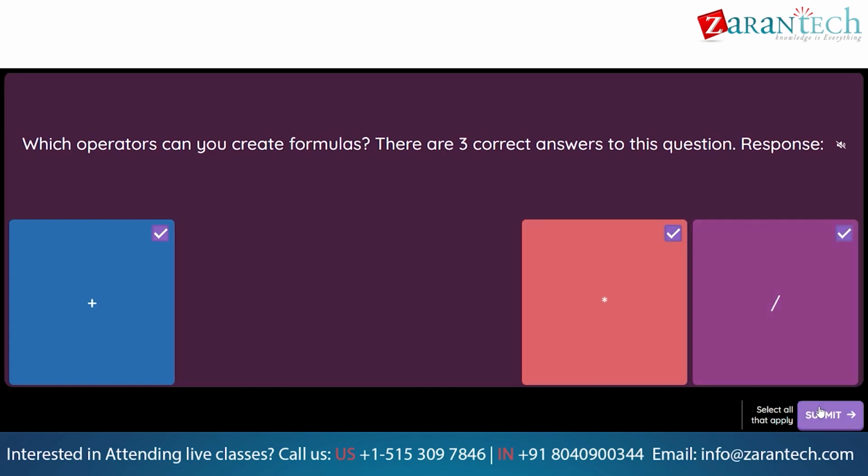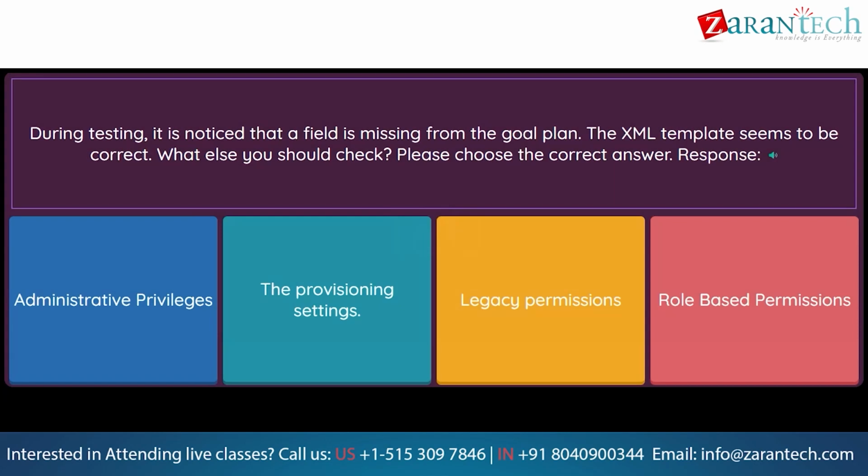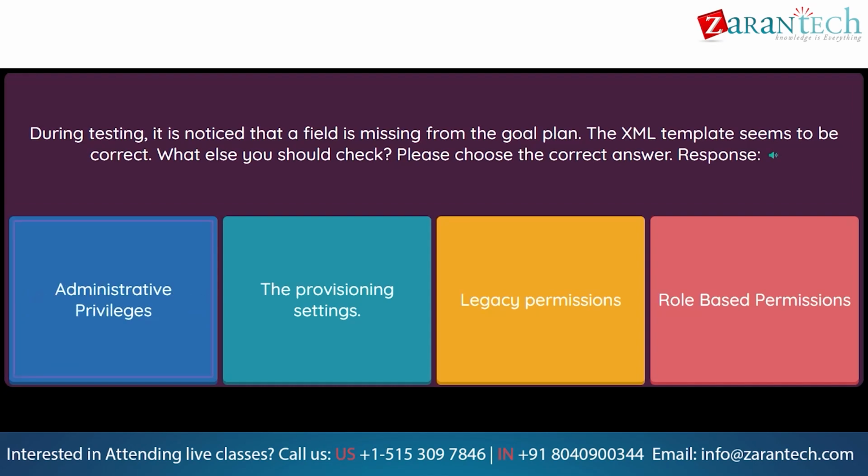Question: During testing, it is noticed that a field is missing from the goal plan. The XML template seems to be correct. What else should you check? Please choose the correct answer. Response: Option 1, administrative privileges. Option 2, the provisioning settings. Option 3, legacy permissions. Option 4, role-based permissions.